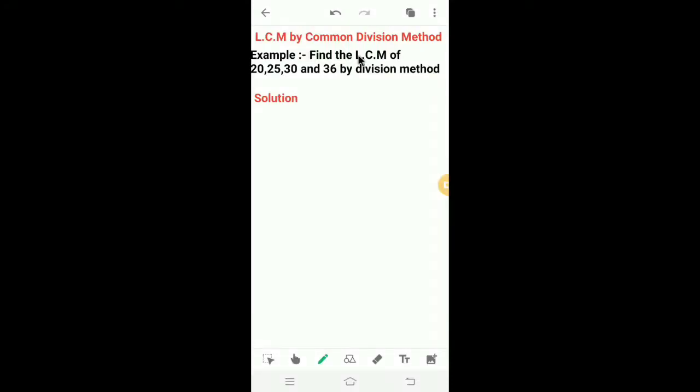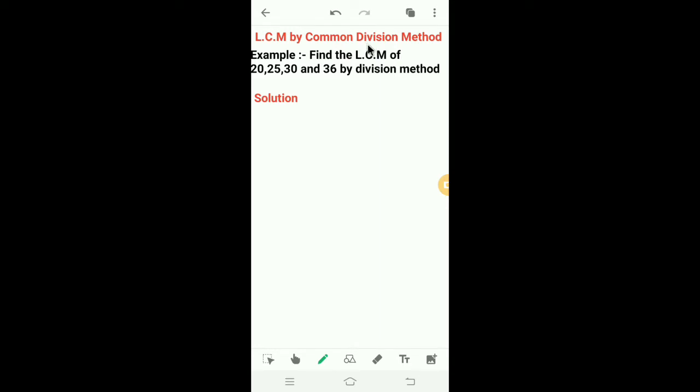Dear students, today we will learn a new concept. The name of the concept is LCM by common division method. So what is common division method? In this method, we start by dividing at least one of the given numbers by the smallest prime number.